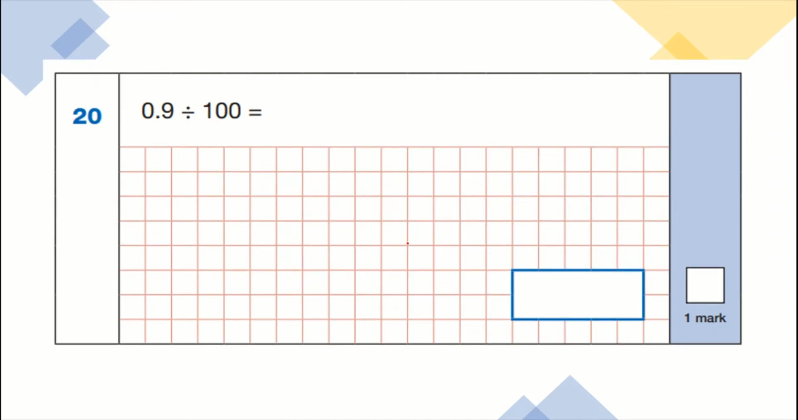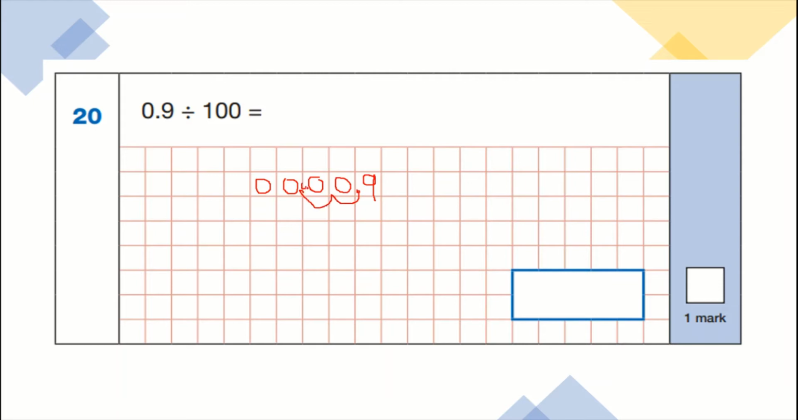Question 20. 0.9 divided by 100. We know that when we're dividing by 10, we move the decimal place along 1 place. We would have to do the same thing when we're moving the decimal place along by 100. So, if we move the decimal place along 1 place when we're dividing by 10, we would have to move the decimal place along 2 times to divide by 100.